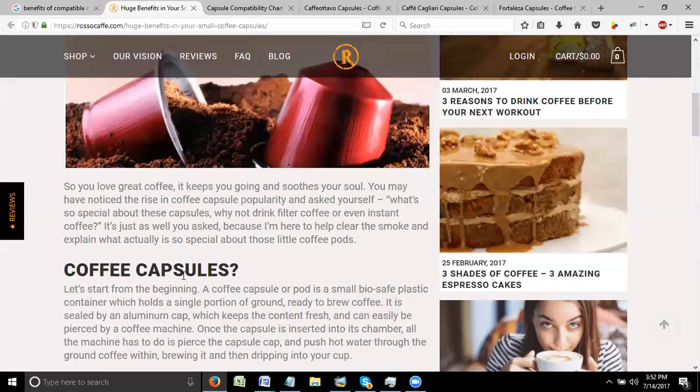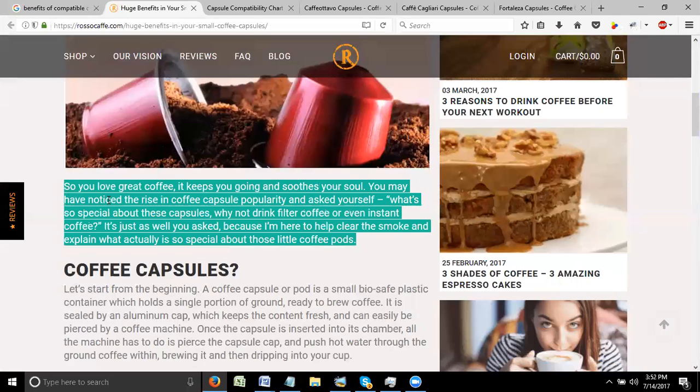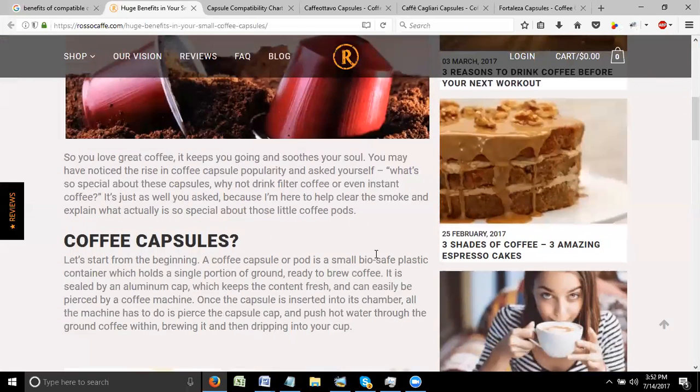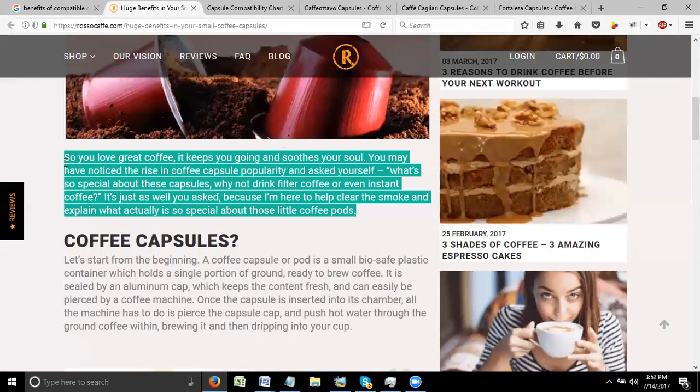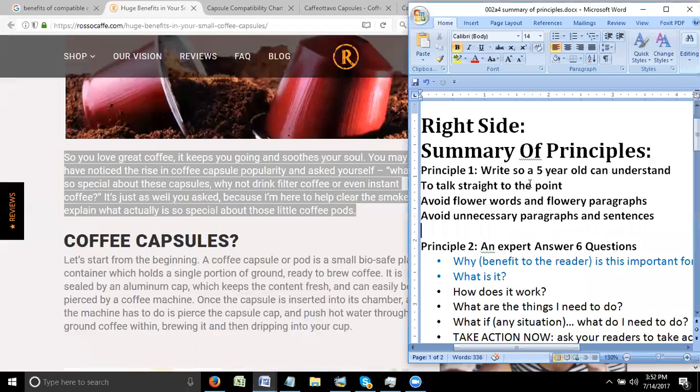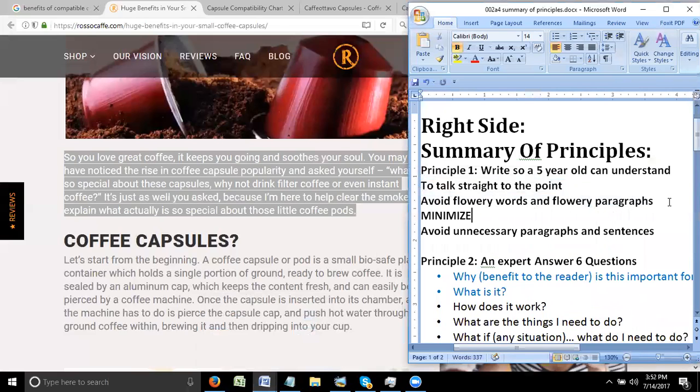And if you are jumping to something that's not really related to the topic, it's okay. I mean, everyone does this, but not in our company. In our company, we talk straight to the point. We avoid flowery words. There are cases when you can totally avoid them, but at least minimize the flowery words and the flowery paragraphs. You talk straight to the point, and you avoid unnecessary paragraphs.